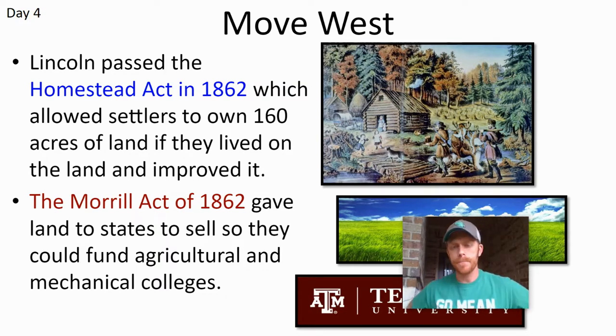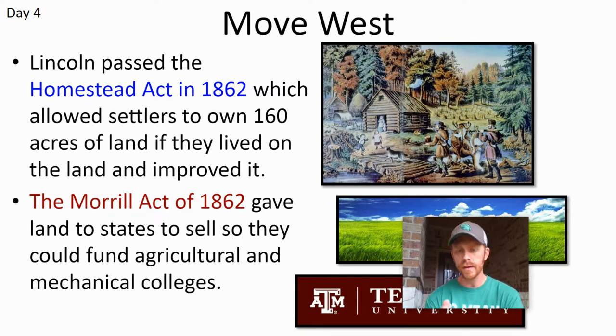The second act I want you to write down is the Morrill Act of 1862. This act is made so that universities can be funded with federal money. The idea is each state out west is going to get a certain amount of land and they can use that land and sell it. So let's just pretend the state of Texas is given 10,000 acres. When the state of Texas sells those 10,000 acres, they can use the money to open up schools.